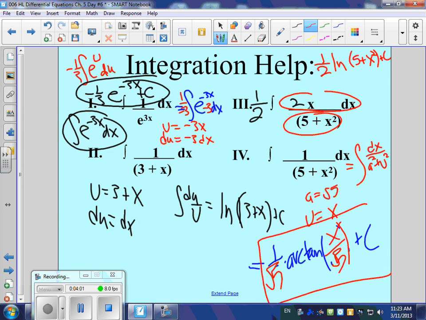So there is a nice review of using u substitution, natural log, and inverse trig functions for integration help.